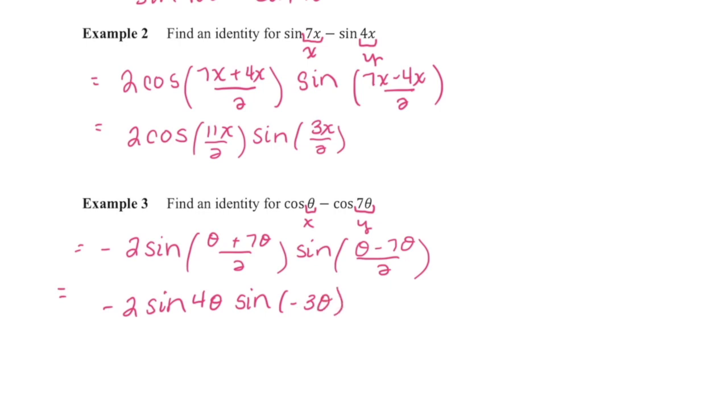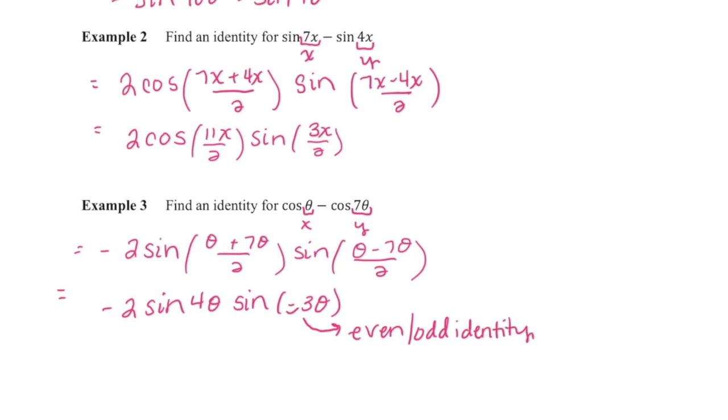So negative 3 theta. I'll want to use my even-odd identity here to eliminate that negative inside our parentheses. And with this negative on the inside and this negative on the outside, utilizing that even and odd identity, that negative pulls out to the front. So a negative times a negative will then turn us into a positive 2 times sine of 4 theta times sine of 3 theta. And at this point, we'll be done with this particular problem since we can't combine them together.